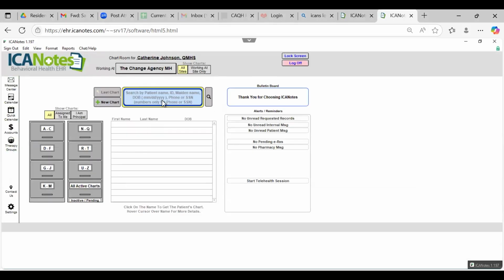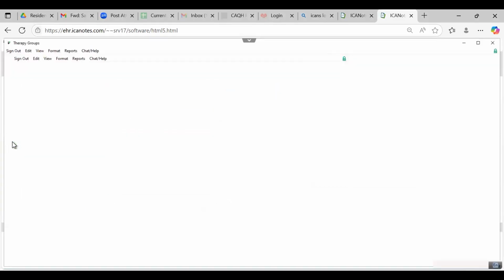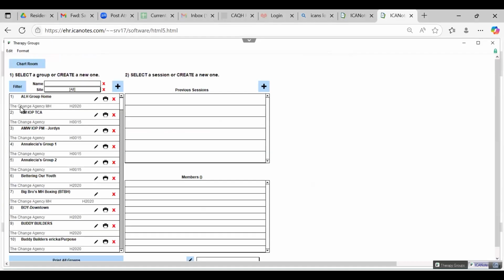As you see, this is my platform. This is what comes up. If I want to look for a client specifically, I can type them in this blue box. The main thing that we're going to do is go to therapy groups and look at our groups. My group right here is ALH Group Home.